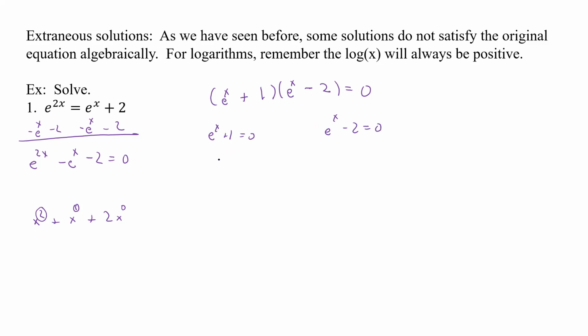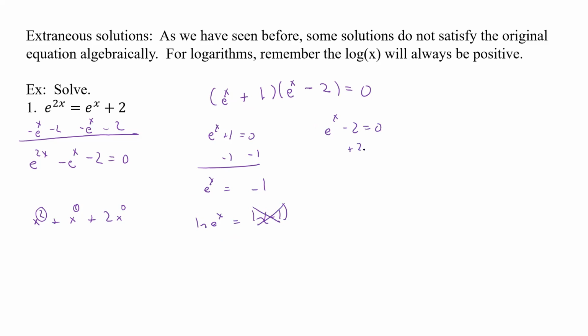Okay, and so now we're going to subtract 1 on the first one. e to the x equals negative 1. We've isolated it so we can take the ln of both sides. And here we have the first issue, ln of negative 1. Before we said that that doesn't work. And so this whole side, this one doesn't work. So that is not going to be a solution.